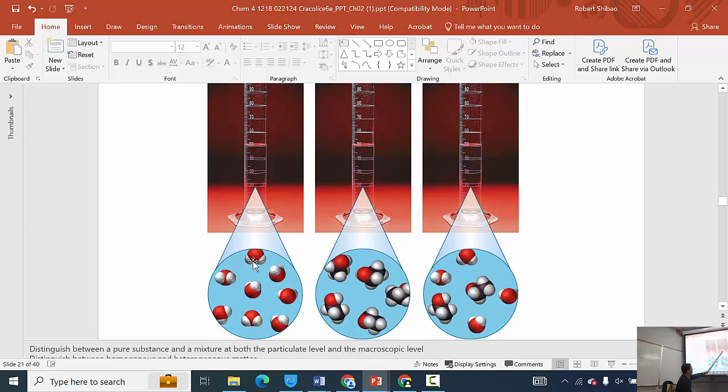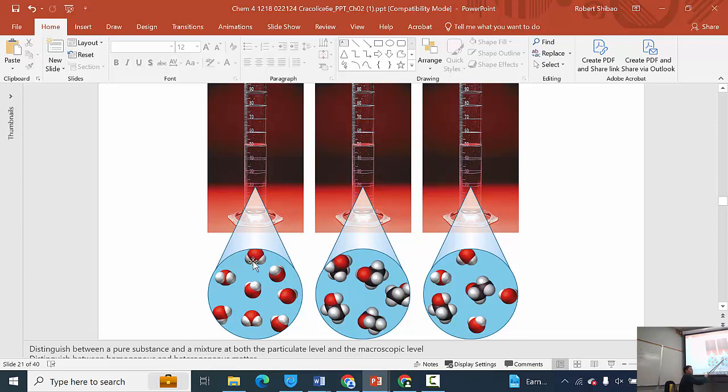Do you know what this one is? This is also pure, but it consists of these molecules. These are bigger molecules. These are molecules of ethanol. So this is pure ethanol, which is liquid. Now, pure ethanol and pure water share similar properties. They're both colorless liquids. However, other properties are different.